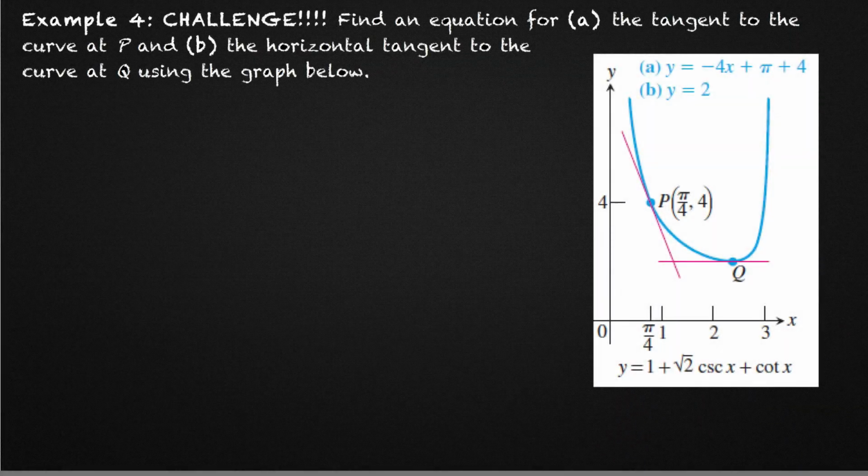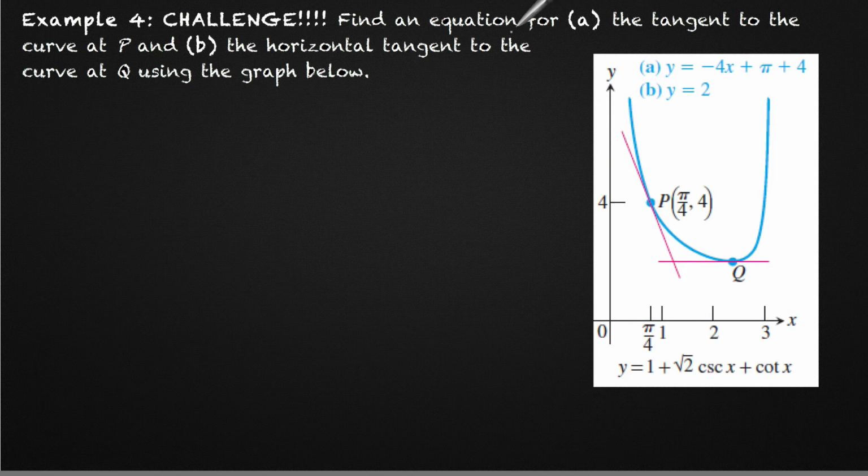All right, example 4 is indeed a challenge with 4 exclamation points. So this is going to take a little bit of our time. We have a graph here. This is the equation of the graph. I copied this out of the textbook, so these are the answers to parts A and B. You have a red tangent line here, another red tangent line at point Q, one at point P. We know the point P.